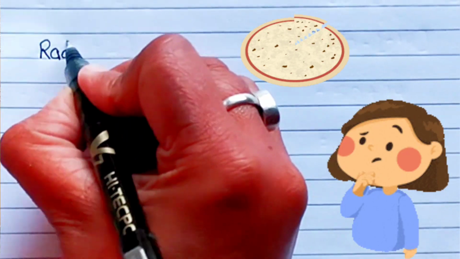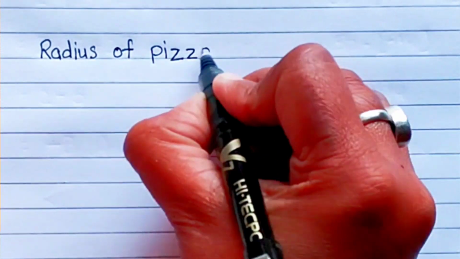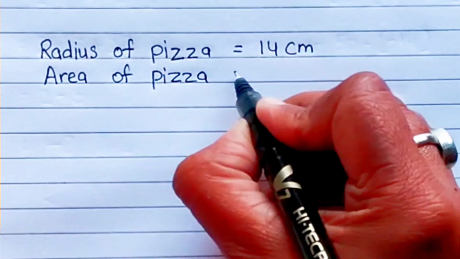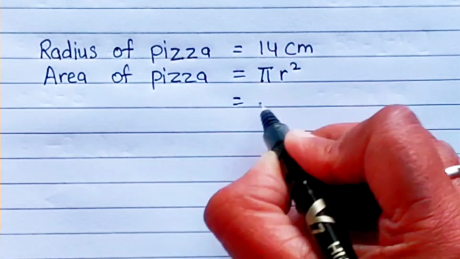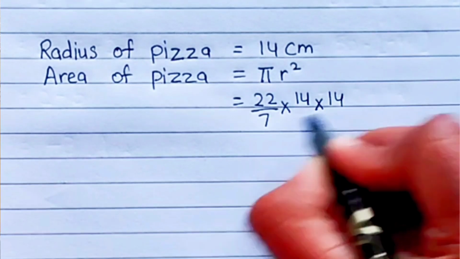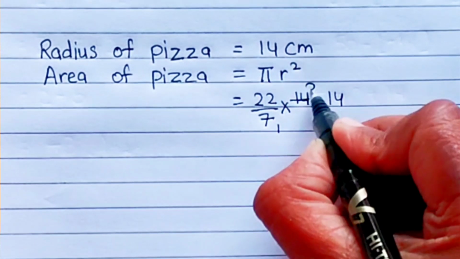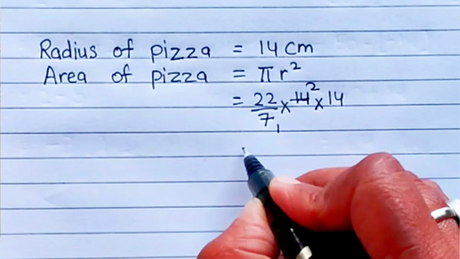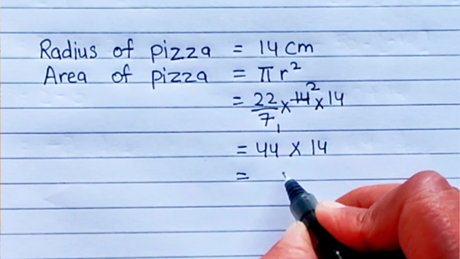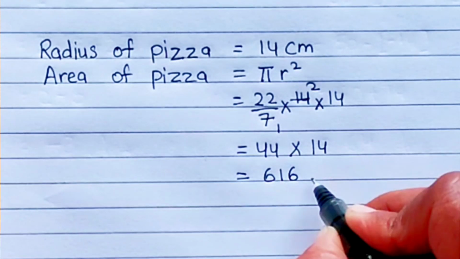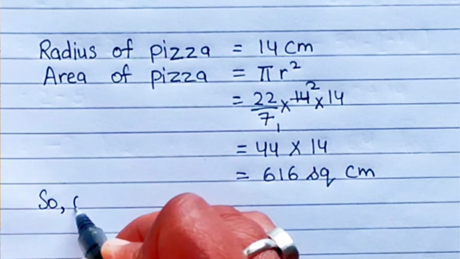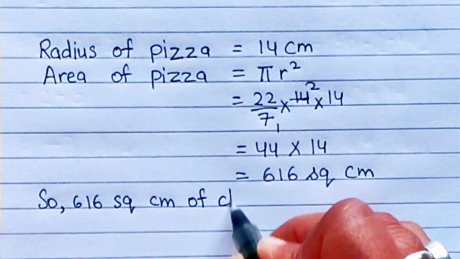So, we will use the area formula. And the formula to find area is pi r square. Value of pi is 22 by 7 and value of r is 14. So 22 by 7 multiplied by 14 multiplied by 14. 7 ones are 7, 7 twos are 14. That means 22 multiplied by 2 multiplied by 14, which is equal to 44 multiplied by 14. That is equal to 616 square centimeter. So 616 square centimeters of cheese is needed.